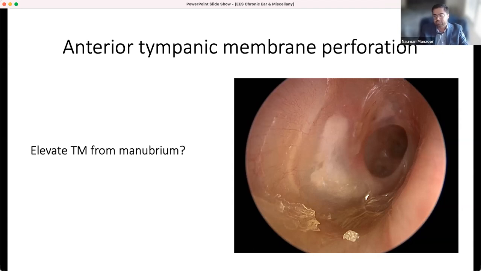So that's a beautiful point. Are you saying that you would lift the drum off the manubrium but leave it attached at the umbo? Is that what you're saying? Leave it attached to the lateral process. So you would elevate it from inferior to superior.